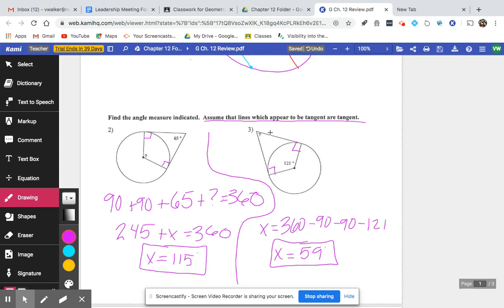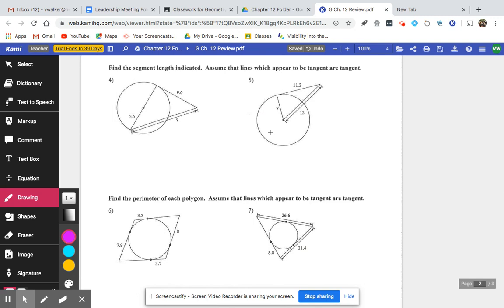Okay, moving on to number 4. Let me flip over my answer key here. Here we go. Find the segment length indicated. Assume that lines which appear to be tangent are tangent. Okay, very good. So I noticed that we have a diameter. So if this side is 5.5, then this guy is also 5.5, which makes the whole segment here 11. Okay, that'll help.